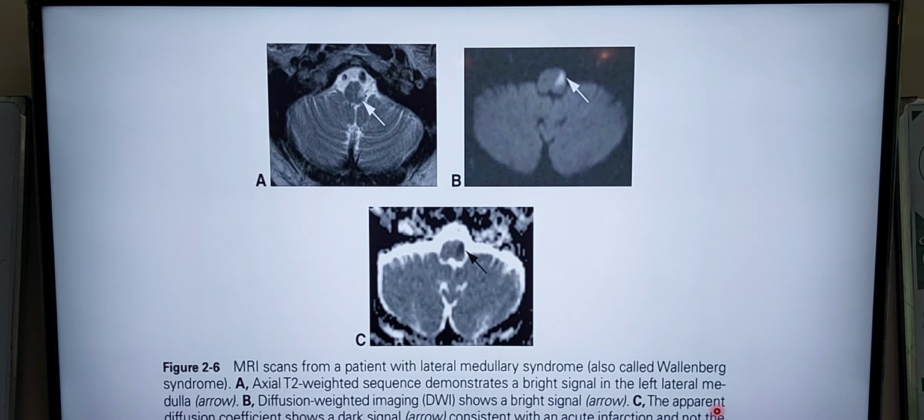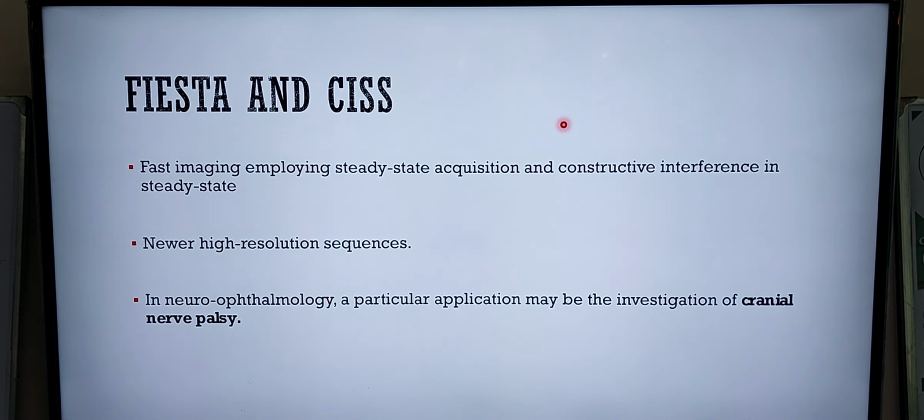So this is a case of lateral medullary syndrome, also called Wallenberg syndrome, in which A shows a T2 weighted sequence which demonstrates bright signal in the left lateral medulla. B is a diffusion weighted image in which you can see that it is bright. As we mentioned, cytotoxic injury causes brightness in case of DWI and darkness in case of ADC. So in B you can see brightness and in C you can see darkness.